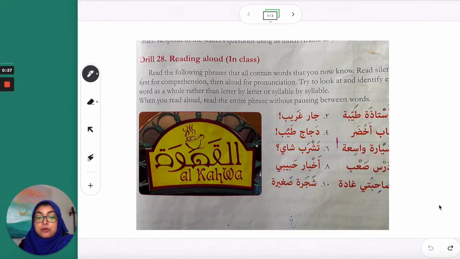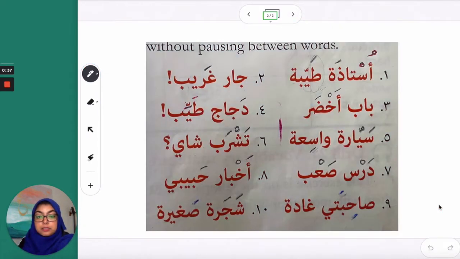Okay, so I want to go through reading the words and then understanding what they mean, because all of these are either phrases or sentences, right? So we want to look and see what they mean. So we're going to zoom in right here, and let's go ahead and start with number 1.